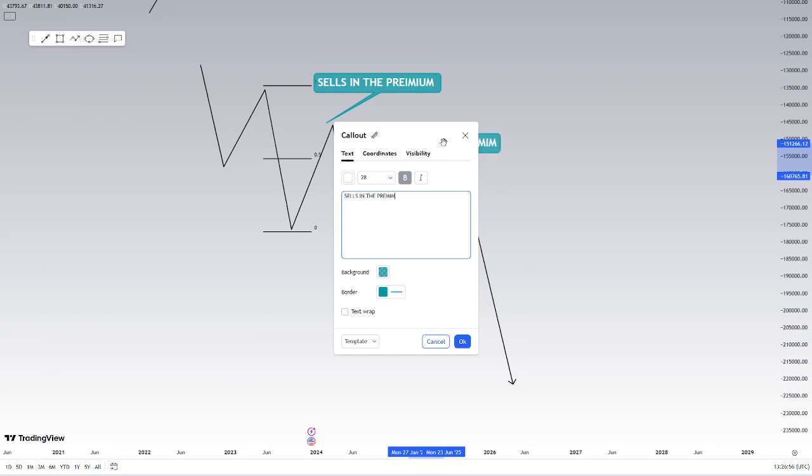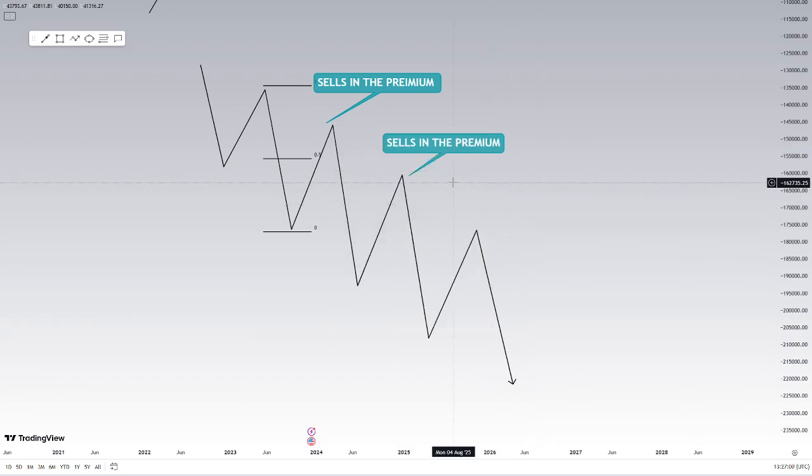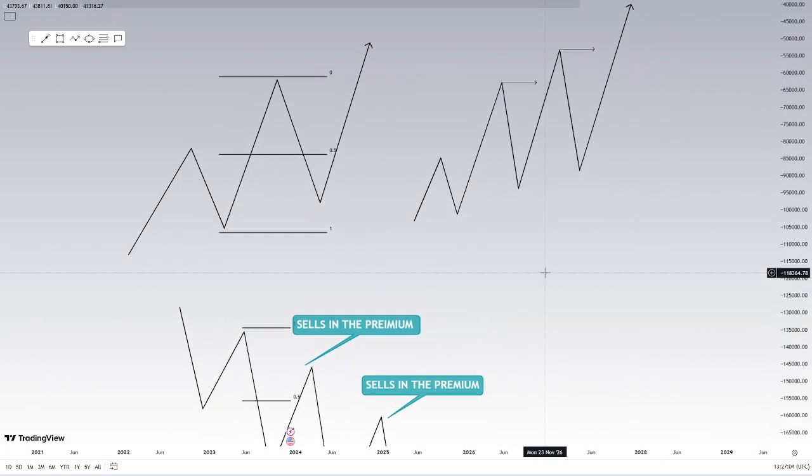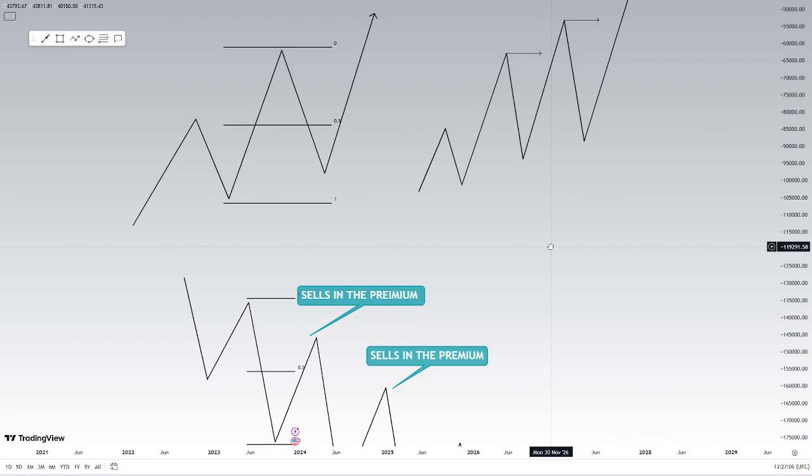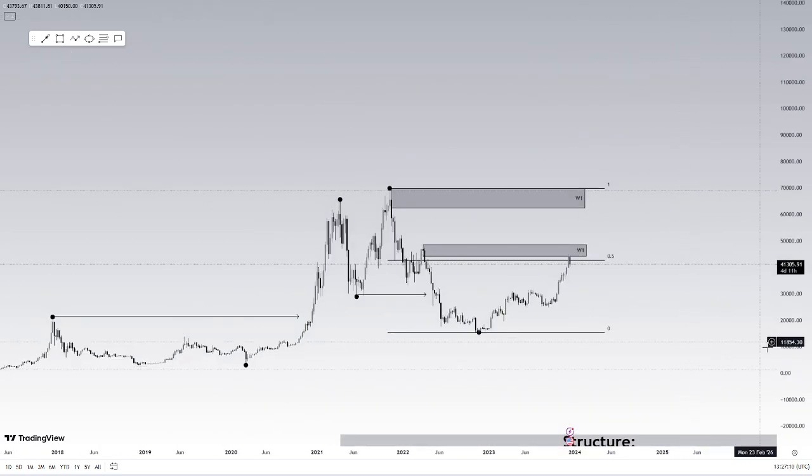So you want to ask yourself as traders, why are we doing this? What is the purpose of doing this, right? So buying in the discount and selling in the premium is very important. So we're well priced in our position, so we're not overpaying or we're not underselling, right? And this is important to understand. So if we take this ideology and we apply it to the charts, right?